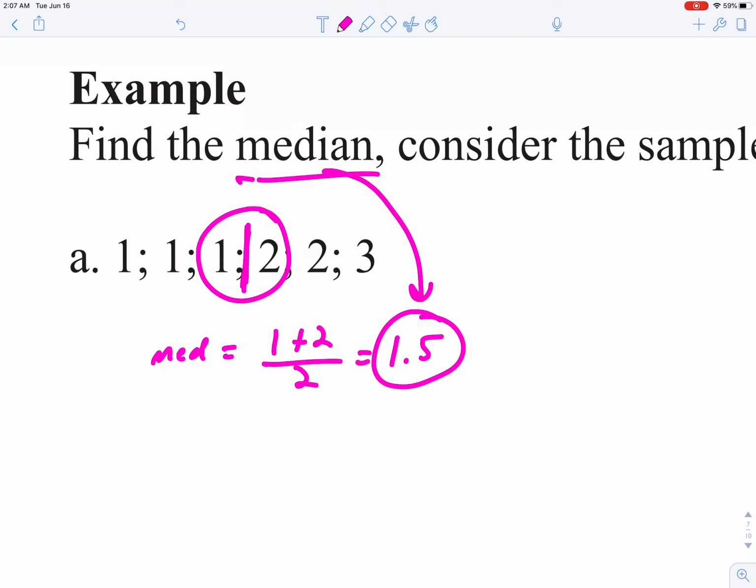So in this case, the median of this data set is 1.5, even though we don't see the value 1.5 in the actual data set. But this is the process. Okay?